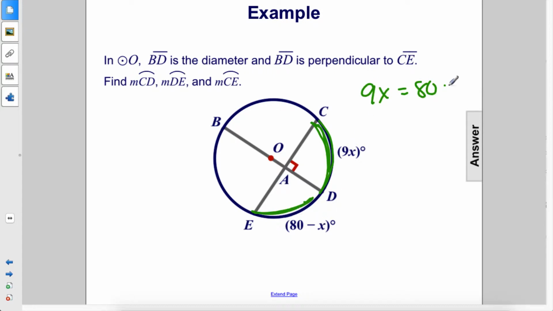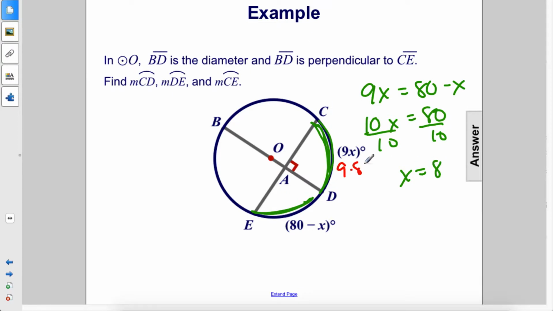9x equals 80 minus x. So we'll add 1x to both sides. That gives us 10x equals 80. Divide both sides by 10, and we get x equals 8. So to find the measurements of these arcs, we just plug 8 in wherever we see x.